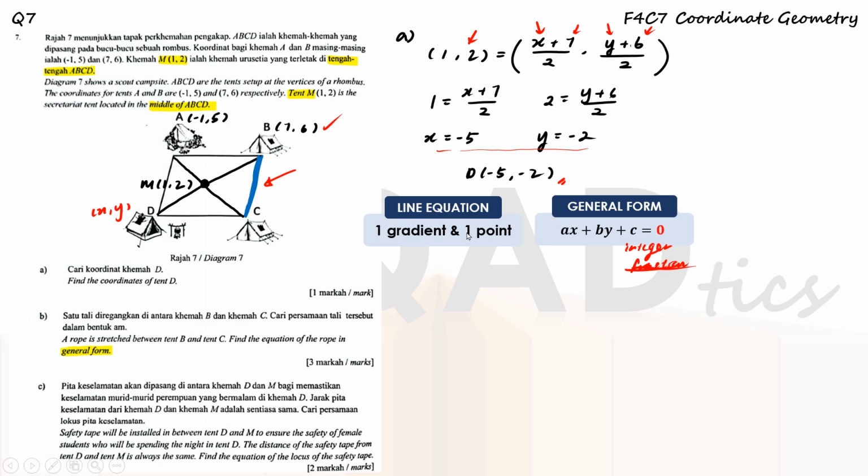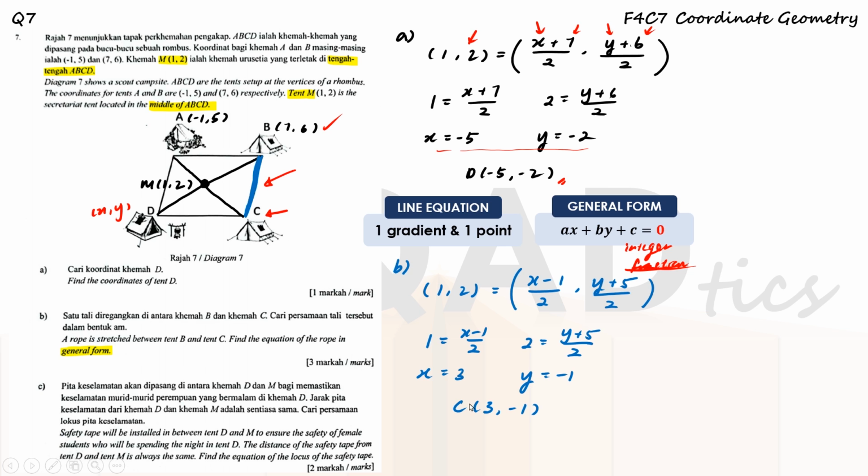Right, so let's find the gradient first. But before we find the gradient, we need to find the coordinate of C first, right? Using the same way as part A, because C is actually one of the lines which has the midpoint, we can use the midpoint formula again to find the coordinate of C. Okay, same way as well. Once you use the same way as part A, you will get the coordinate 3, minus 1.